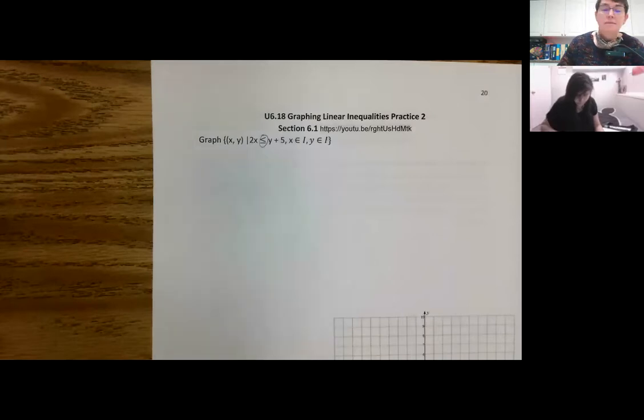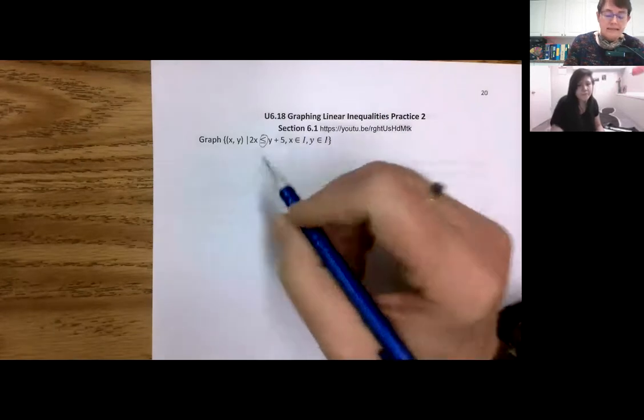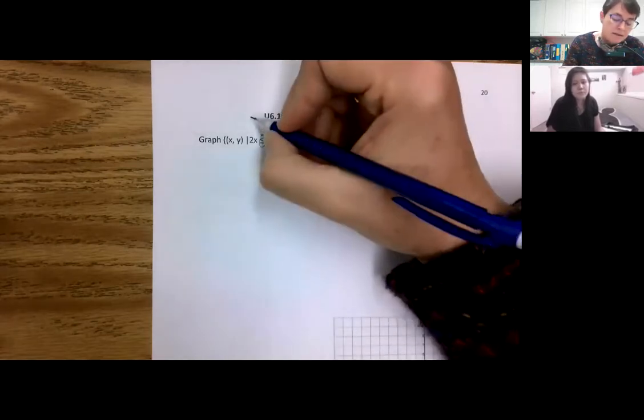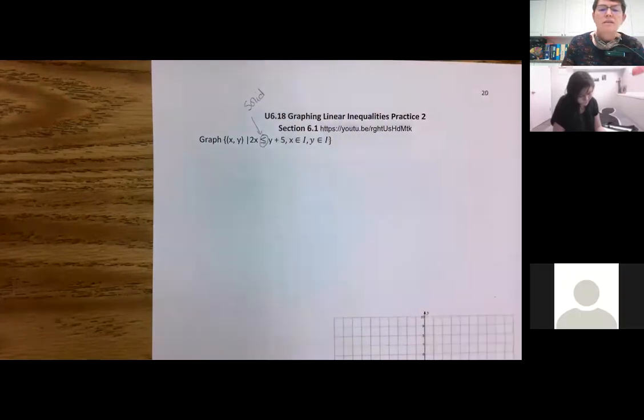Harmony, how about you? Solid line? Yeah. So remember, ladies, anytime there's the little line underneath the equal to part, that means you're going to draw a solid line. In other words, draw it like you always do.